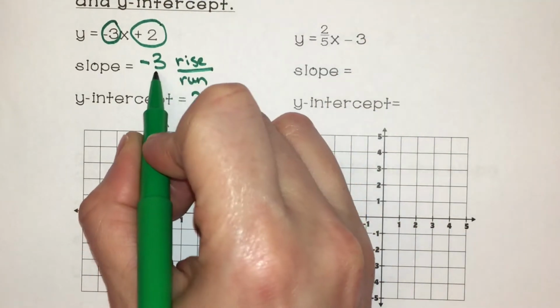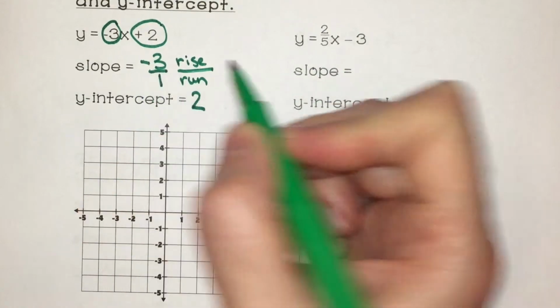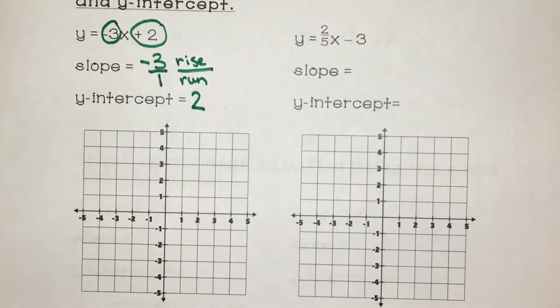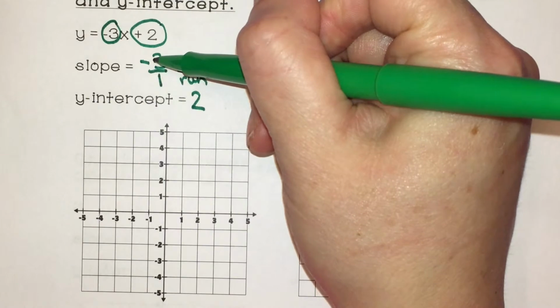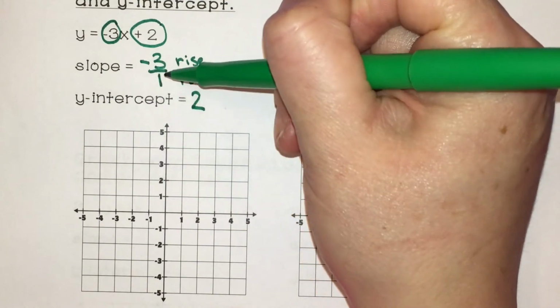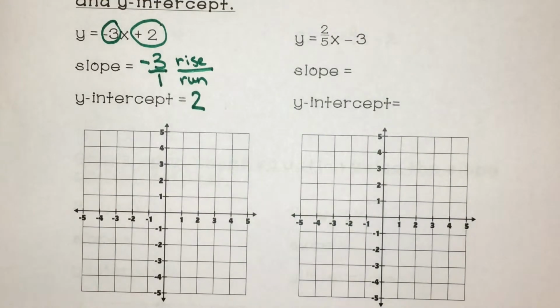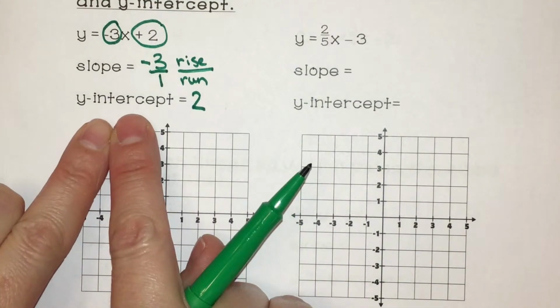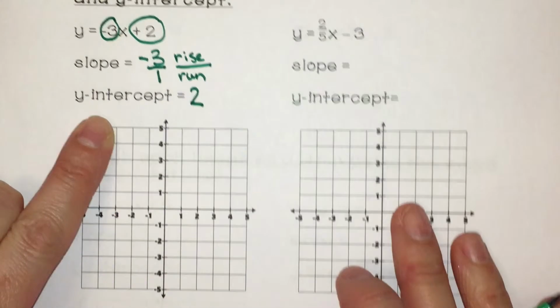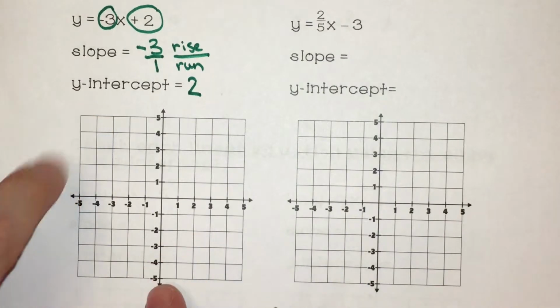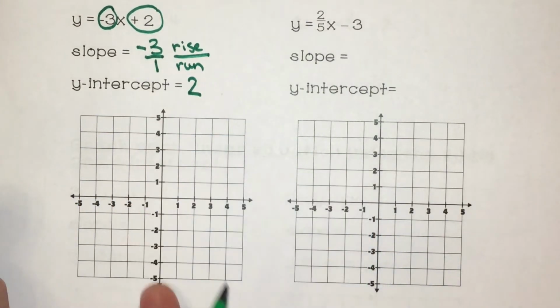Anytime you have a whole number, make it into a fraction by putting a 1 below it. So now we have rise -3, which means go down 3, run +1, which would be 1 to the right. Okay, so we're going to use our slope after we plot a point. The first point we're going to plot is the y-intercept. So y-intercept, that means where it crosses your y-axis. Remember, your y-axis is your vertical axis.